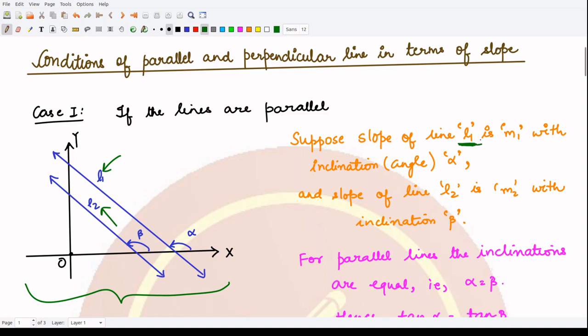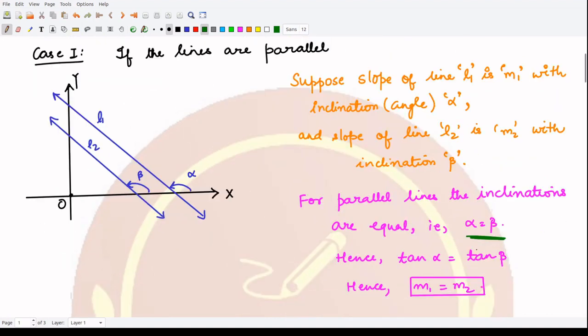Now we assume that the slope of line L1 is m1 and its inclination is alpha. And for line 2 we have the slope m2 with its inclination as beta. Now we assume that the two lines are parallel to each other. If they are parallel, then these inclinations, these angles, would be exactly equal to each other, because they would be the corresponding angles. So we assume that alpha is equal to beta.